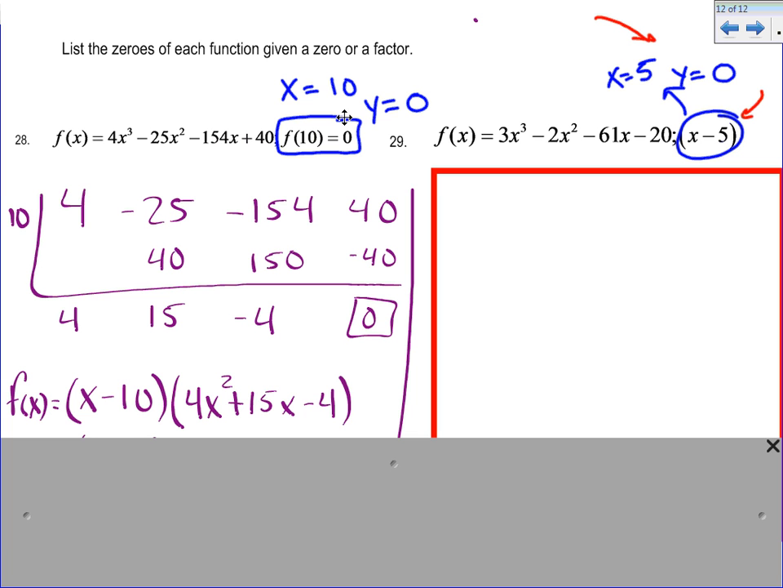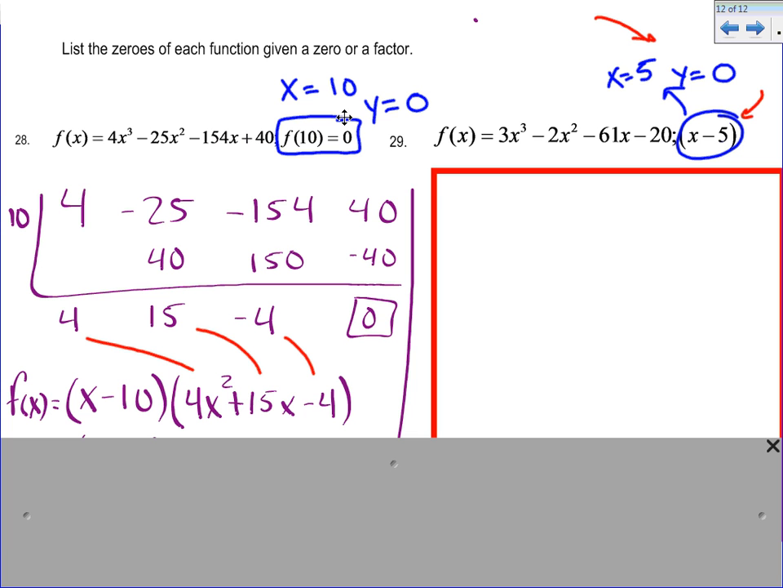So pause the video now, or go back and pause the video earlier, and see if you can work through this synthetic division in order to get a factored polynomial. Even before I get zeros, I want to have a factored polynomial. All right, so for problem 28, the way that I got it factored was first to x minus 10 times 4x squared plus 15x minus 4. The 4x squared, 15x, and negative 4 come out of the synthetic division.